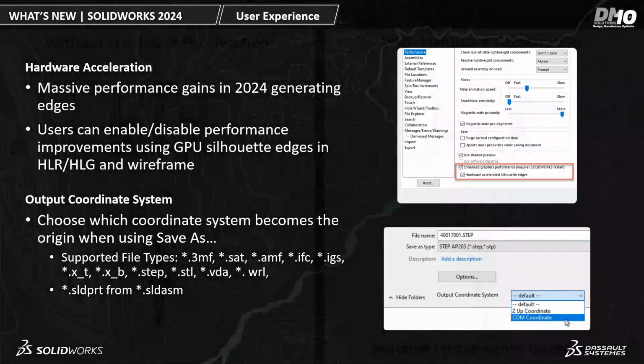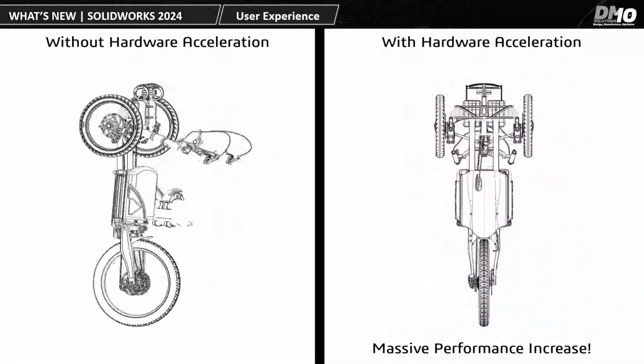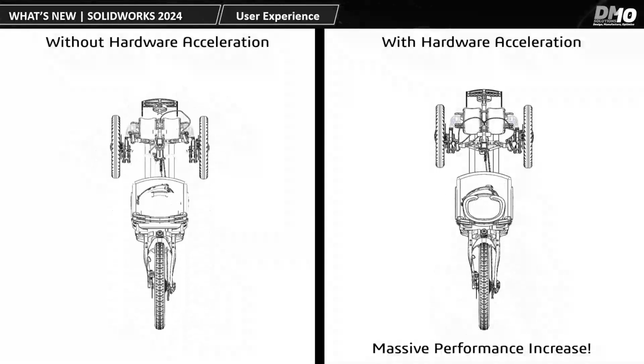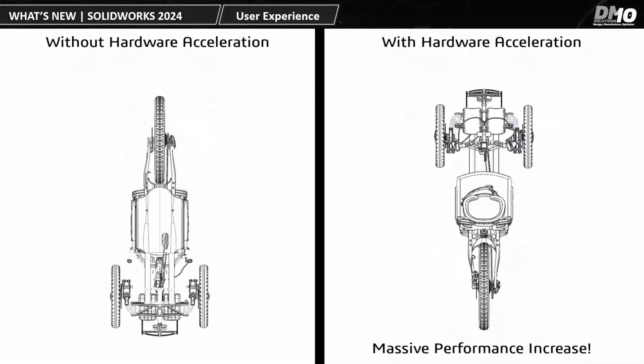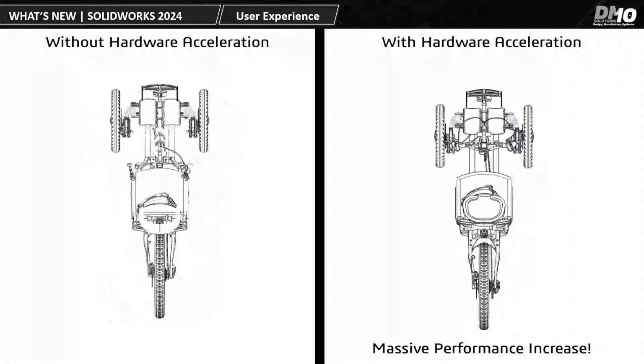As you can see, the performance increase in 2024 is very noticeable after turning on hardware accelerated settings. 2024 on the right completes rotation of the model much faster and smoother than the previous version.